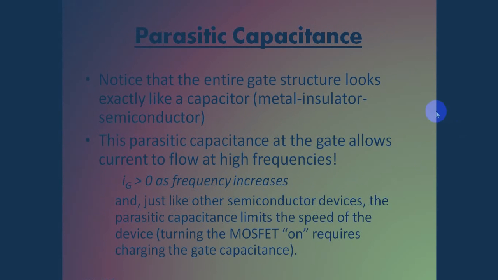Now, in the previous structures, we have been talking about the capacitance part. What actually is this capacitance termed as? This is the parasitic capacitance which is present. This parasitic capacitance contributes to the gate current flowing at higher frequencies, and it also limits the speed of the device. Therefore, turning on the MOSFET requires the charging of the gate capacitance.